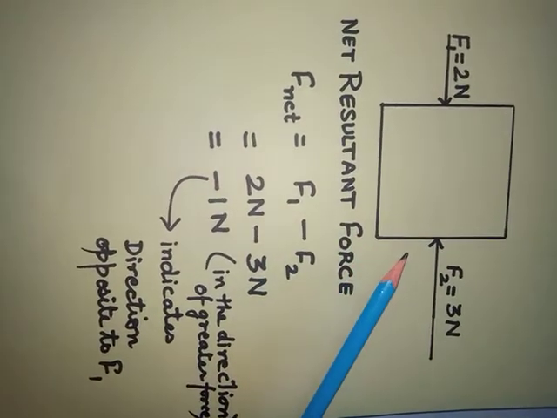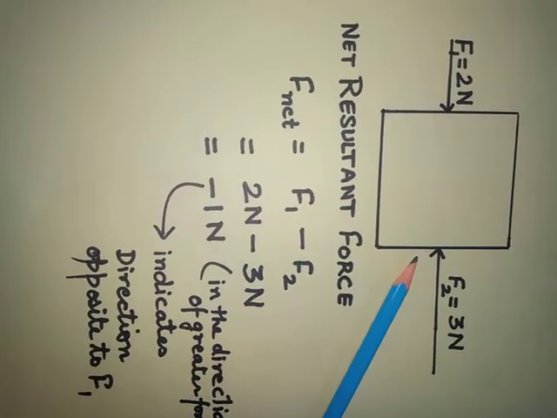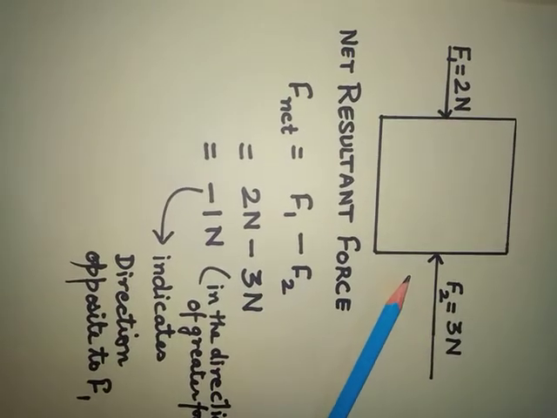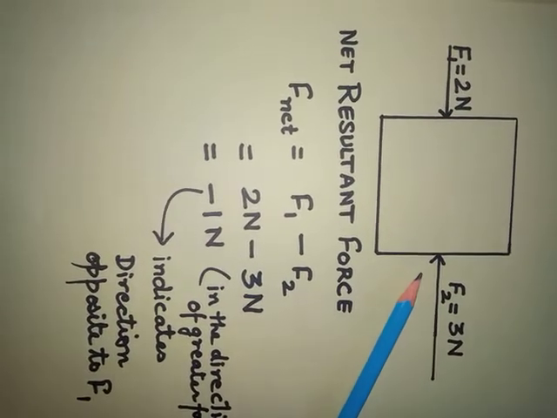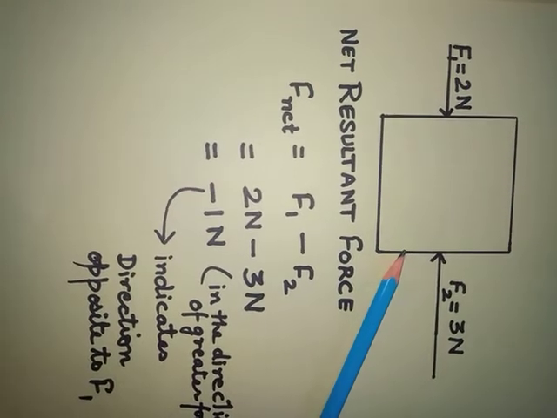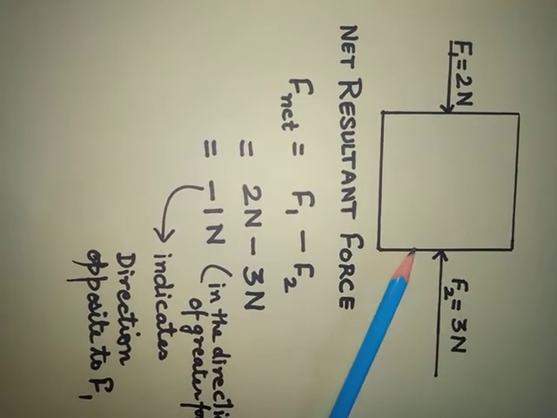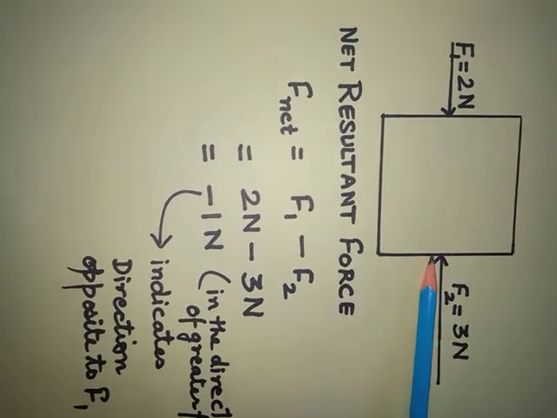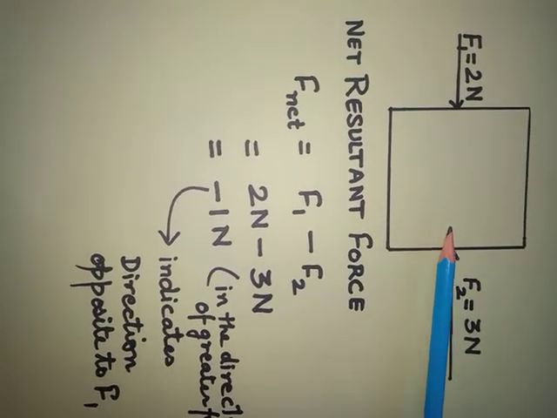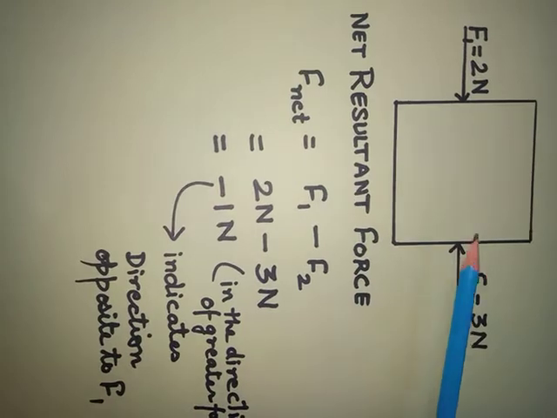So it means that if there are unequal forces, the net resultant force is not 0, and what we can infer from this example about the motion of the object is that the object will move and it will move in the direction of F2 force. So there will be change in state of motion of this box.